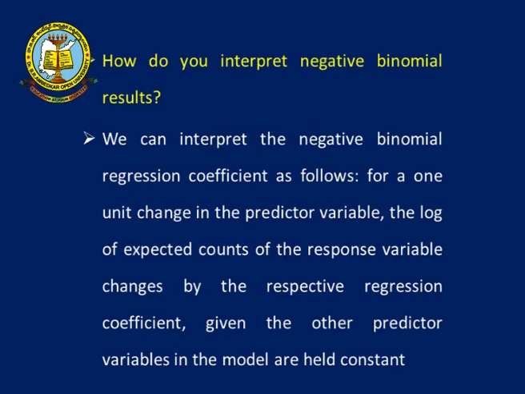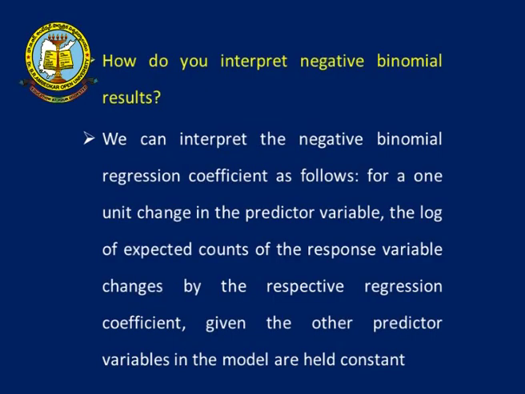How do you interpret a negative binomial result? We can interpret the negative binomial regression. Regression means the shade, the shadow behind us. So interpret the negative binomial regression coefficient as follows: for a unit change in the predictor variable, the log of expected counts of the response variable changes by the respective regression coefficient. Coefficient means its corresponding value. The other predictor variables in the model are held constant, they stay fixed there. That is how we interpret the negative binomial result.